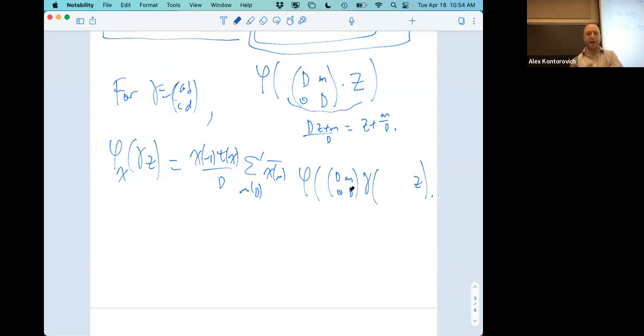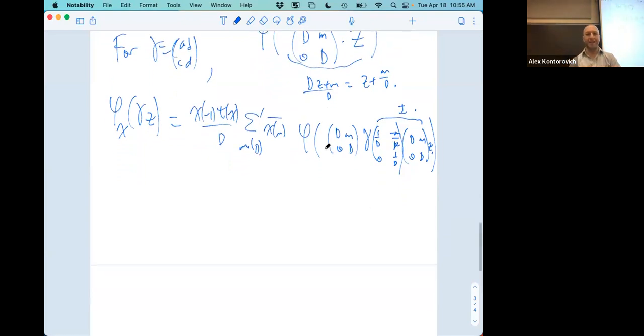The inverse of this is I flip the two d's and I negate the m and I divide by the determinant. The determinant is d squared. So I'm dividing by d squared. So that's 1 over d, negative m over d squared, 0, 1 over d. And then I stick in d m 0 d z. Okay, so these two matrices together are the identity. Okay, so I want to work out what this thing is.